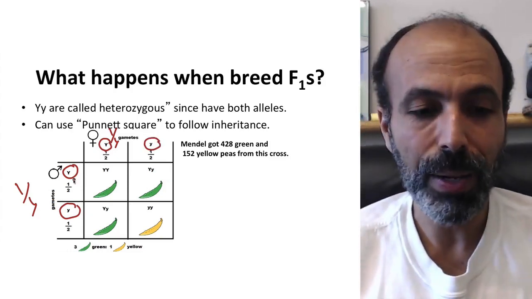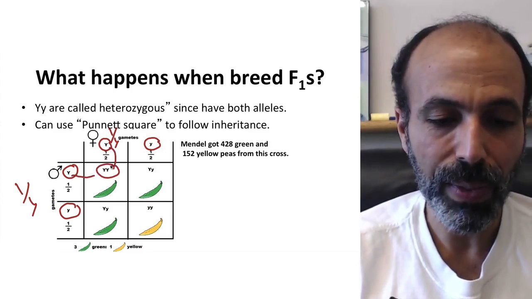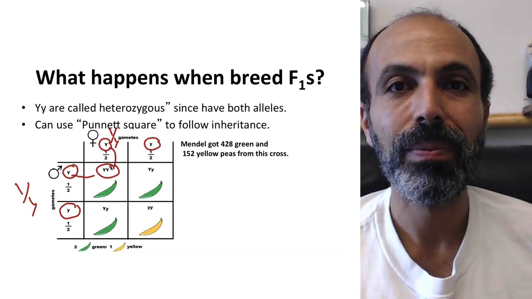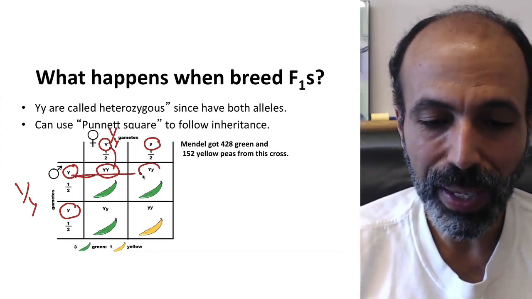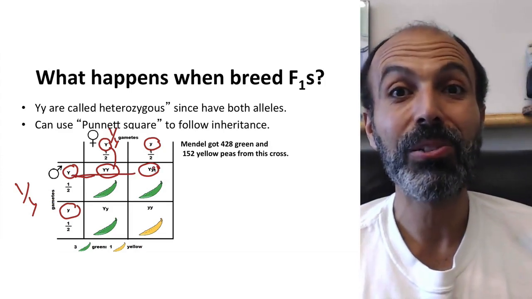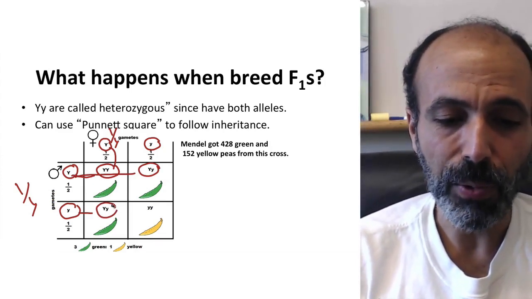So the possible combinations: the boy might give this big Y, the girl might give this big Y, and you may get a big Y individual. Well, we know that is green. The boy may give big Y, and the girl may give little y. Well, we know when you're heterozygous, you're still green. The boy may give little y, and the girl may give big Y, still green.